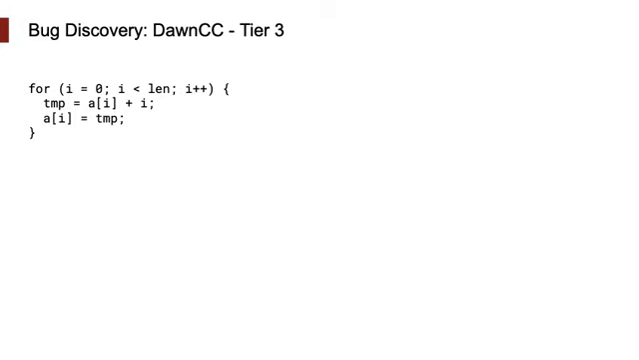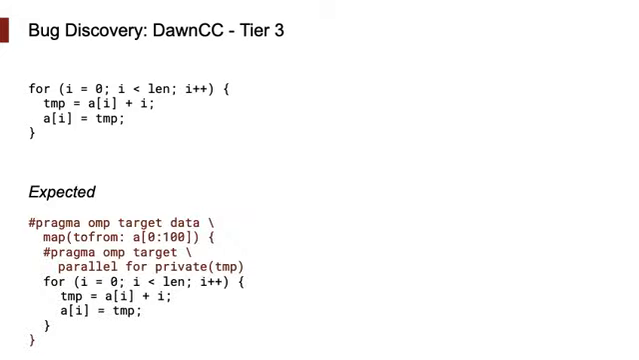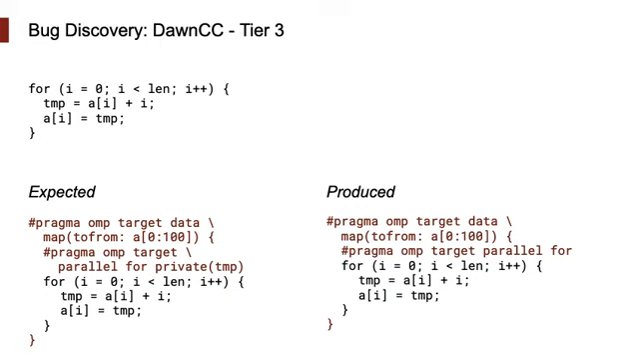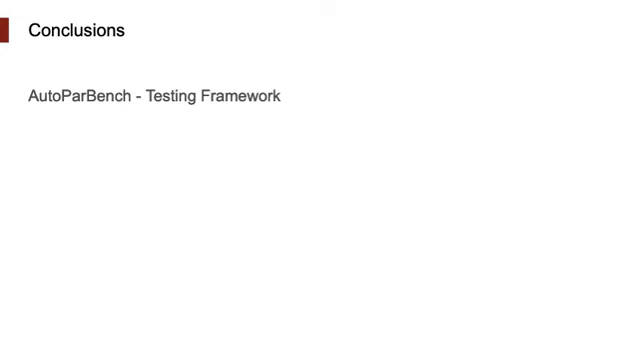And here we have another bug that we found in DawnCC concerning this program. In the reference collection, we have that TMP should be privatized to avoid a potential data race. However, the output produced by DawnCC did not contain this privatization. This bug has since been fixed.